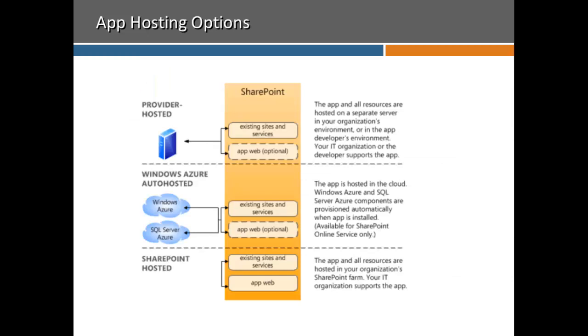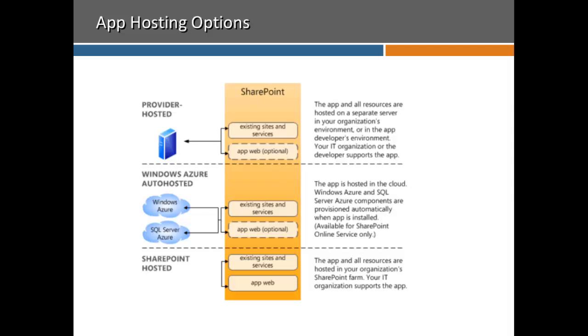So as far as where you can actually put an app, there's three different options. You have this concept of a provider-hosted app. What provider-hosted apps allow you to do is bring in your own infrastructure, host the app on your own hardware, and integrate functionality into SharePoint through the app model. This not only works for an on-prem deployment of an app, but also works with cloud deployments of apps. And this is probably the most robust and scalable app option.